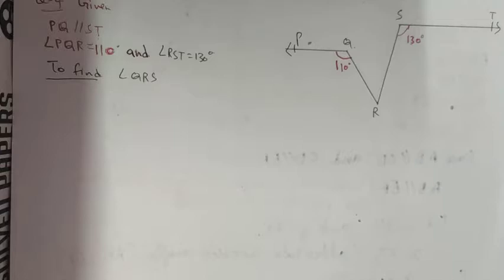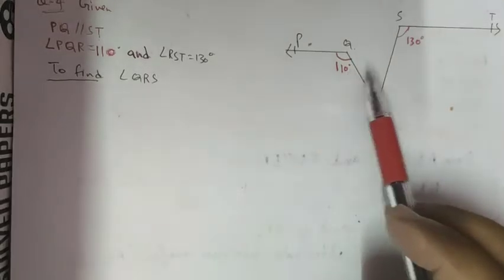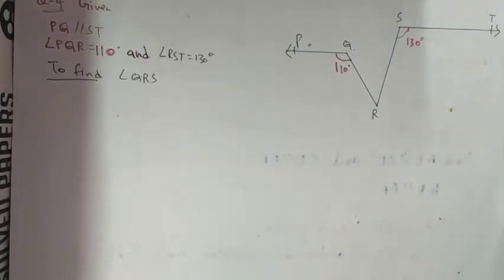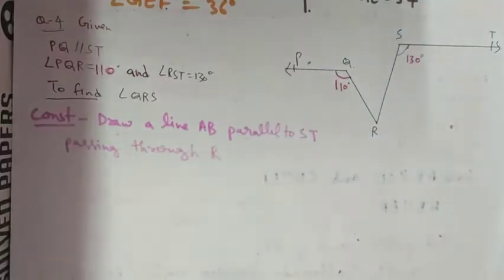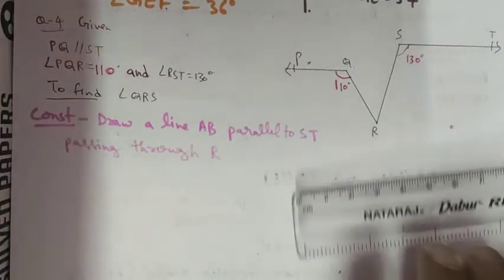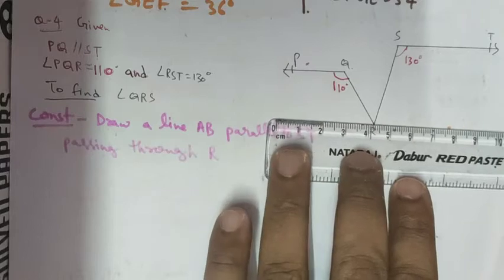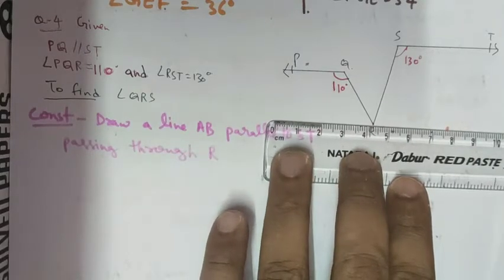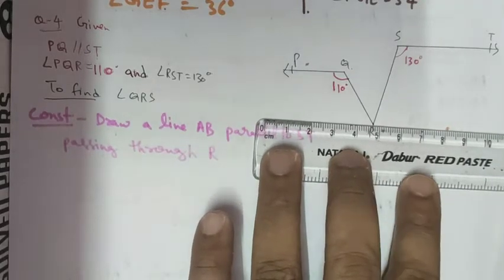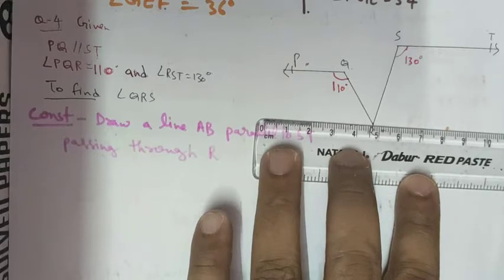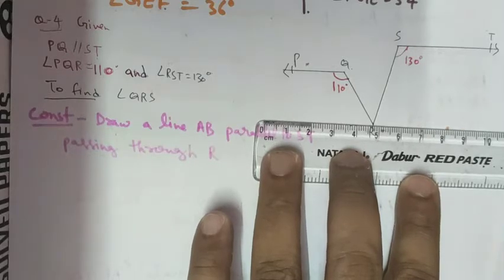In question number 4, we are given PQ is parallel to ST, angle PQR is 110 degree, angle RST is 130 degree. We need to find angle QRS. So first of all, we'll do a construction here. We will construct a line AB which is parallel to ST. In fact, it will also be parallel to PQ because ST is parallel to PQ. So PQ will also be parallel to this line.